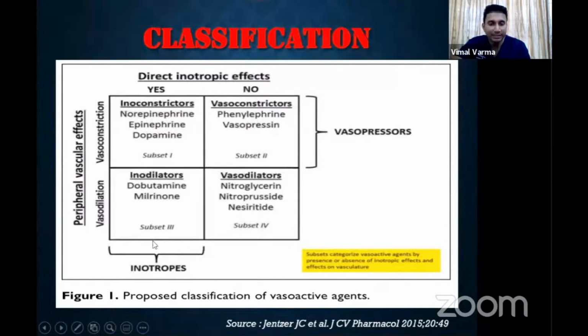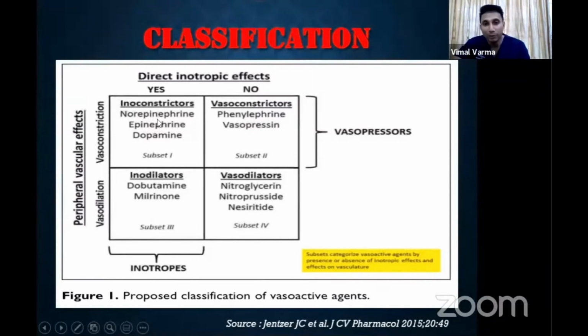Here, these are inotropes which have either vasodilator effects or vasoconstrictor effects. When an inotrope has a vasodilator effect, we call it an inodilator, such as dobutamine and milrinone. They will increase the cardiac contractility, but they will cause vasodilatation, thus reducing the systemic vascular resistance. There are inotropes that work with vasoconstricting properties, such as norepinephrine, epinephrine, and dopamine.